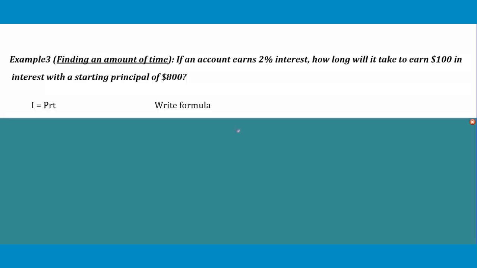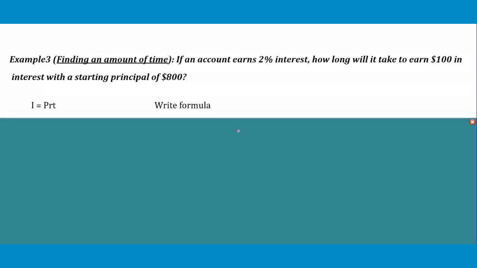So there's my interest, 100. So under I, I'm going to put 100. Under principal, well, how much did I start with? It says starting principal was 800, so 800 goes under P. The rate I know is 2%. As a decimal, it is 0.02. And the time is the unknown. How long will it take? That's the thing we don't know.